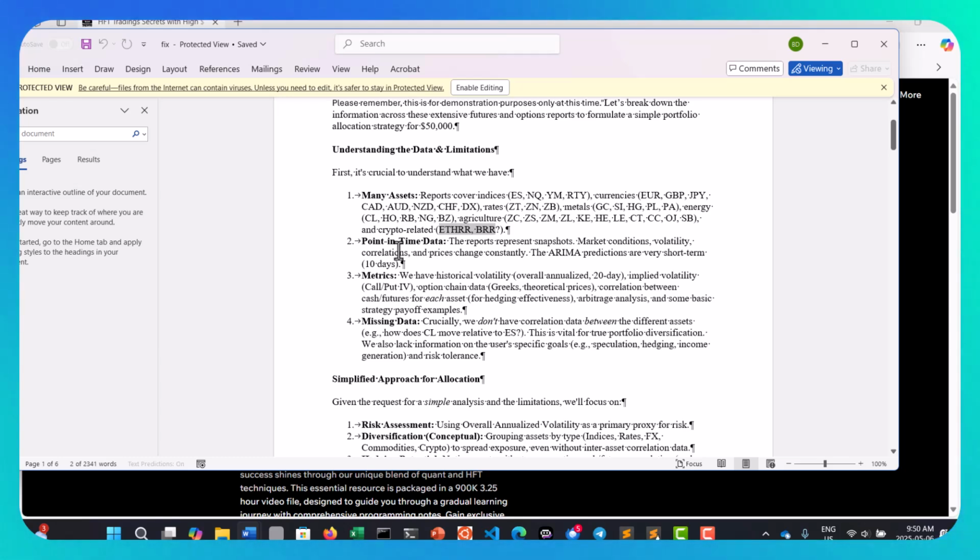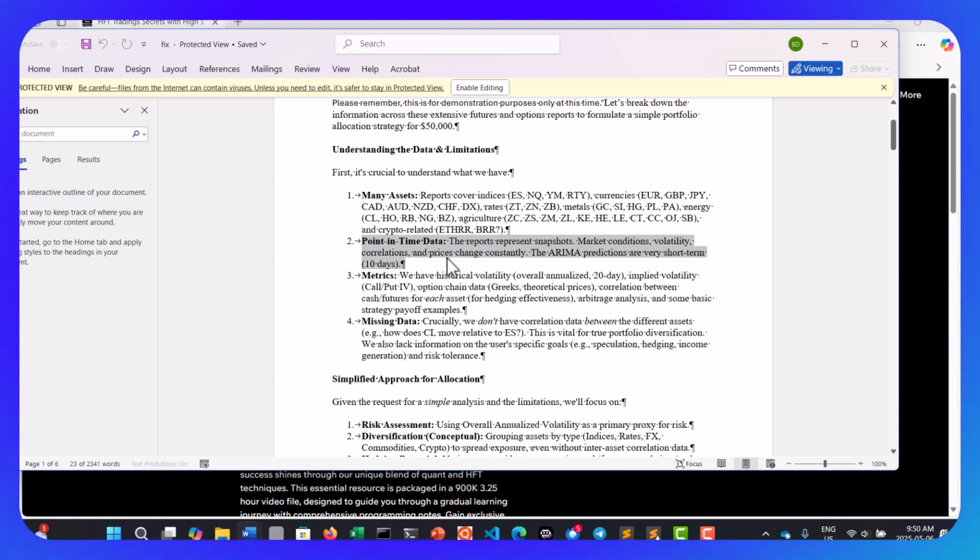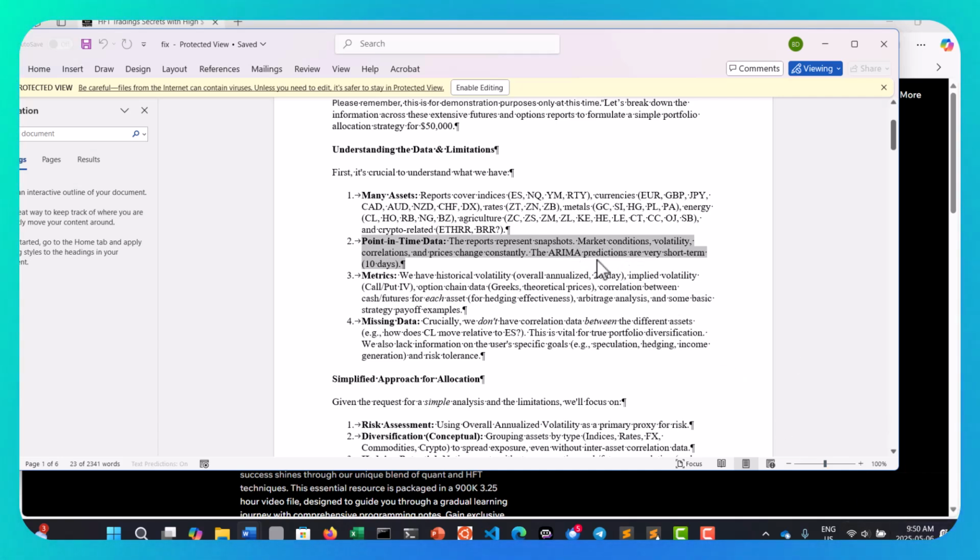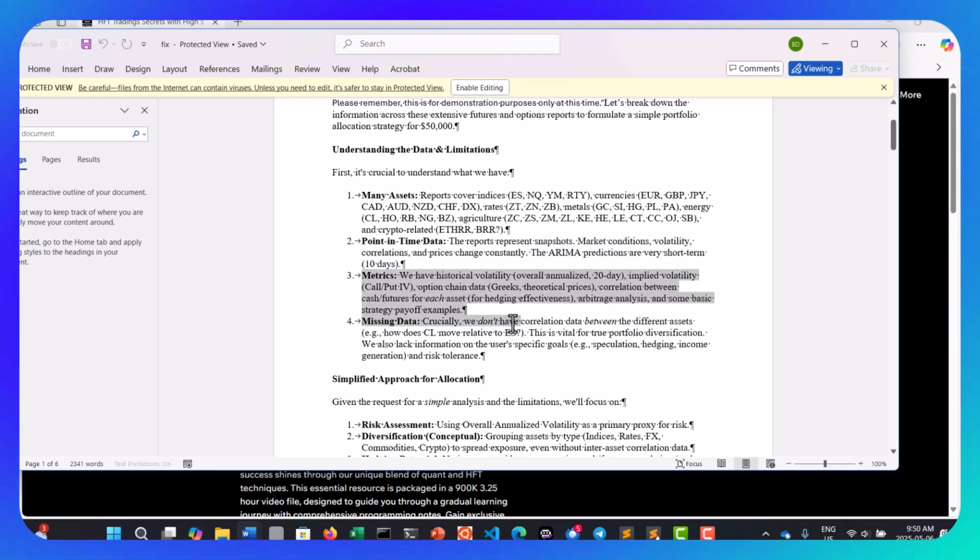So these are the symbols from Interactive Brokers. In here we're using point in time, so these are a snapshot from yesterday, being May 5th. From that point, we're using ARIMA predictions, very short term over 10 days, which is normal. The metrics we can use as part of the simulation: we're using historical volatility, which is annualized and over a 20-day period.